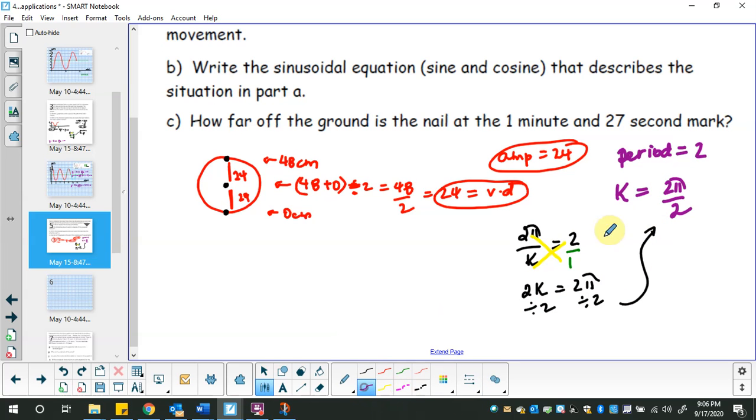Remember that you do have the option of sliding a pi in instead of 2 pi over 2, but then you can't see the period. That would be up to you. I can handle both.